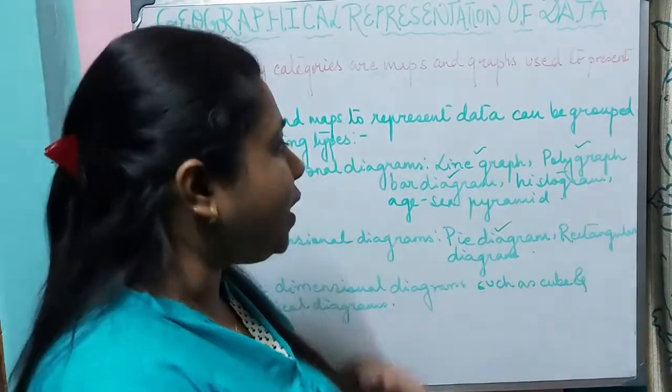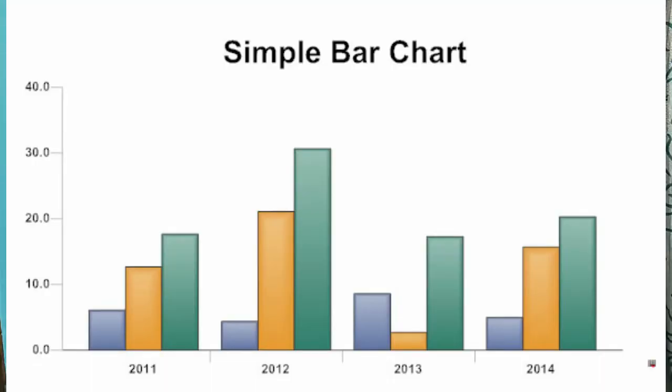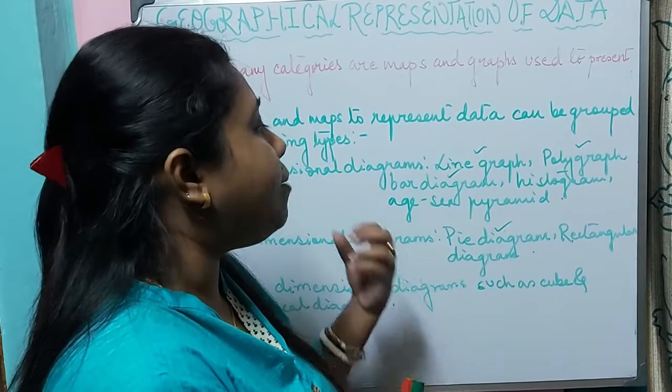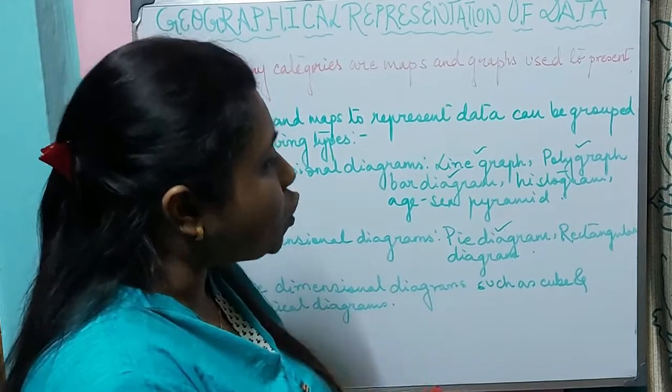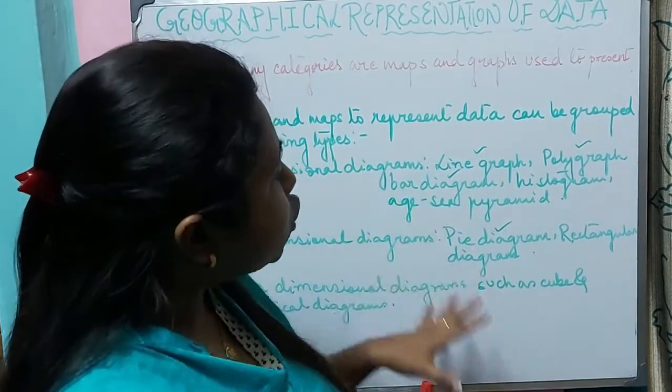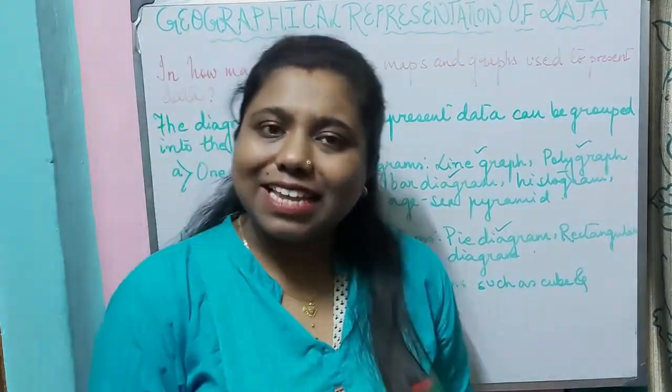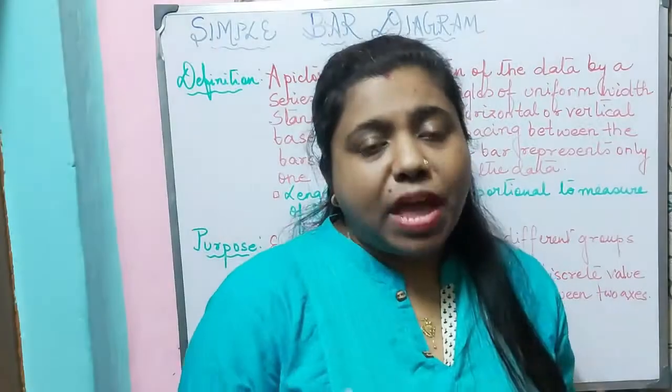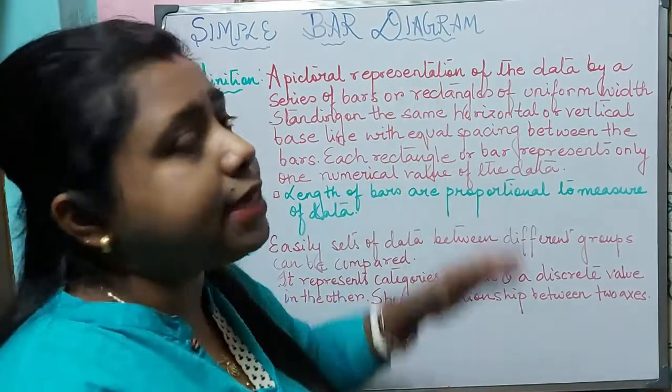Today we will start with the bar diagram or the simple bar diagram. It is one of the main important methods, or we can say the most important method, by which we can do the data handling in statistics. So we are going to start with the simple bar diagram. Let's get started then. Today our topic is simple bar diagram.